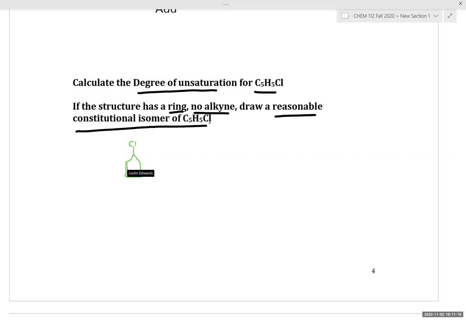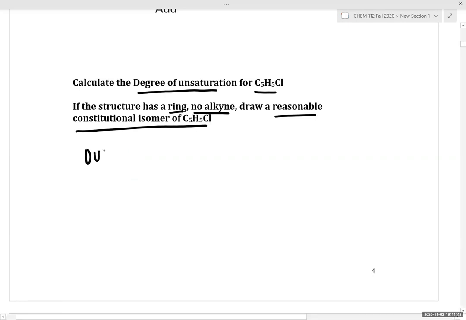Okay, so we have a ring system and it's drawn with 2 alkenes. So we have a DU of 3 and we have 1 proposed constitutional isomer. And that looks reasonable to me. Great, that's great to see. Thank you for contributing. So let's expand out our logic here.